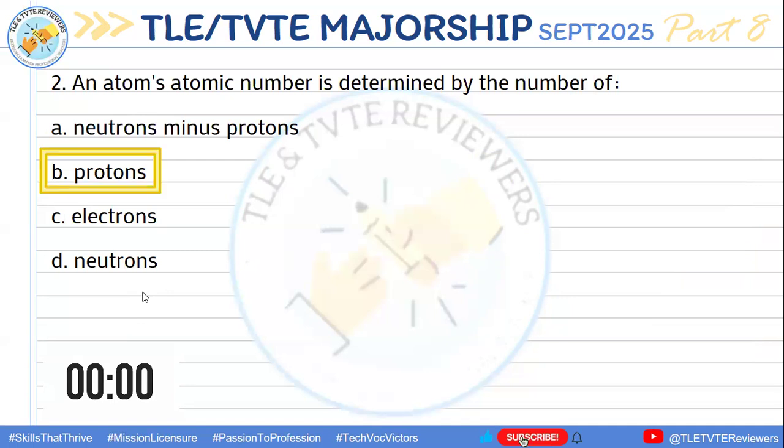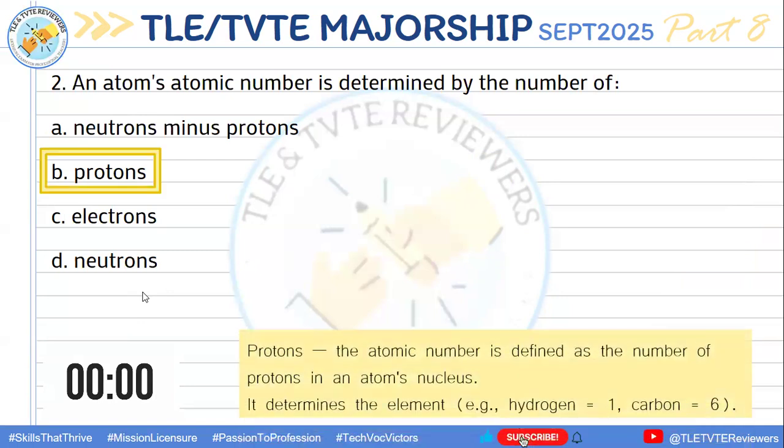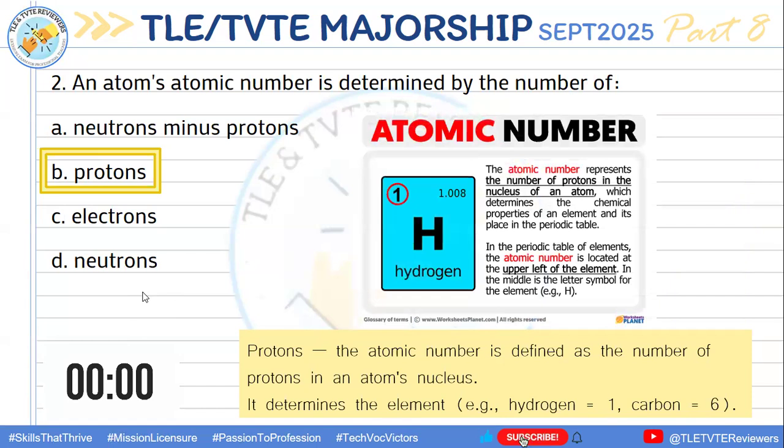Answer letter B, protons. The atomic number is defined as the number of protons in an atom's nucleus. It determines the element, for example, hydrogen is equivalent to 1, and carbon is 6.